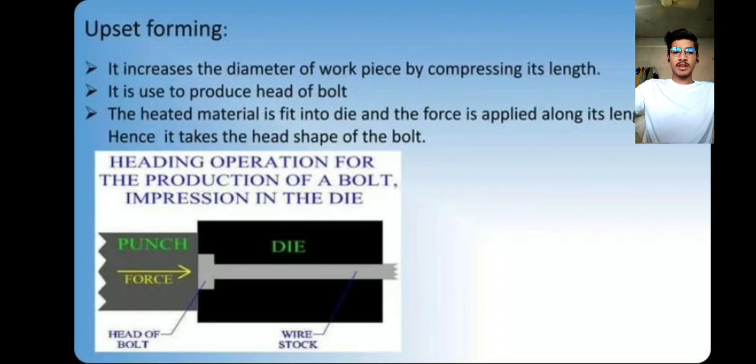Offset forming. It increases the diameter of the workpiece by compressing its length. It is used to produce the head of the bolt. The heated material is fed into the die and the force is applied along its length. Hence, it takes the head shape of the bolt. The heading operation for the production of a bolt makes an impression in the die.